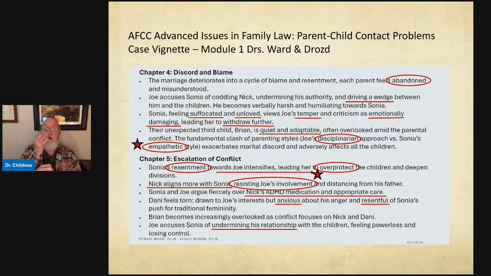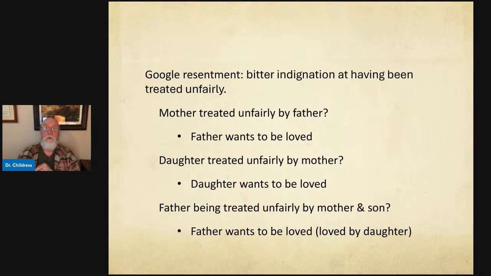So, what we have is resentment. That's come up several times. That's an interesting kind of issue. So, you see resentment there, Sonia's resentment, then you see Danny is drawn to Joe's interests but anxious about his anger, and resentful, that Danny's resentful of Sonia. So, twice the word resentful has come up. So, let's take a look at what that means.